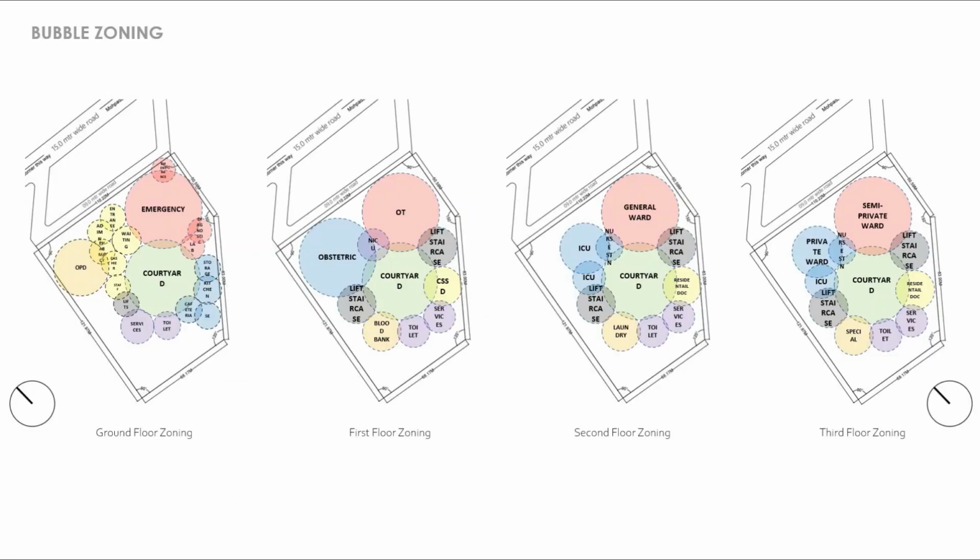Initially, we started with the bubble zoning. In the bubble zoning, we got to understand the adjacencies and proximities of the spaces. For example, on the ground floor, we have the emergency department, along with which we have all the public serving spaces such as OPD, admin area, kitchen, restaurant, etc. On the first floor, we have all the important spaces such as OT, CSSD, obstetric ward, etc. And on the second and third floor, we have the inpatient department.